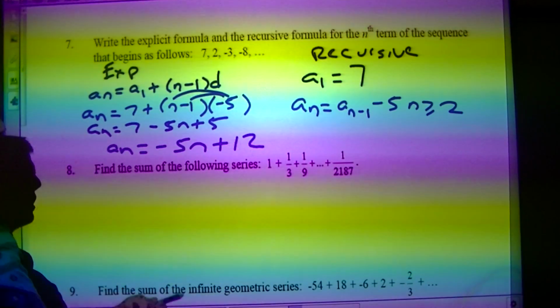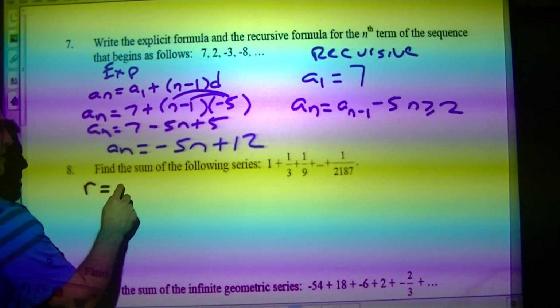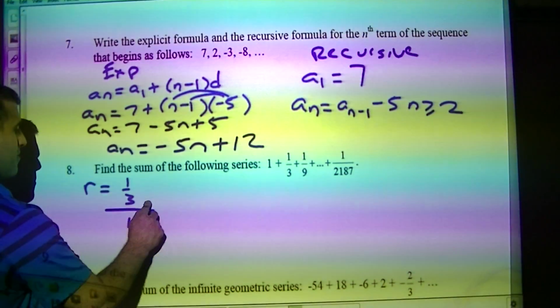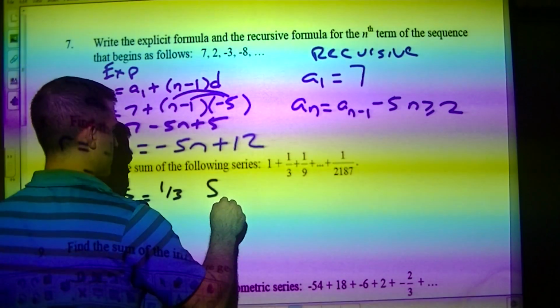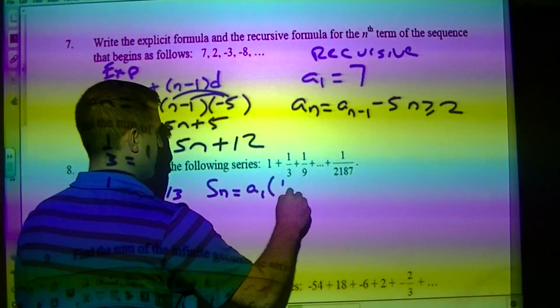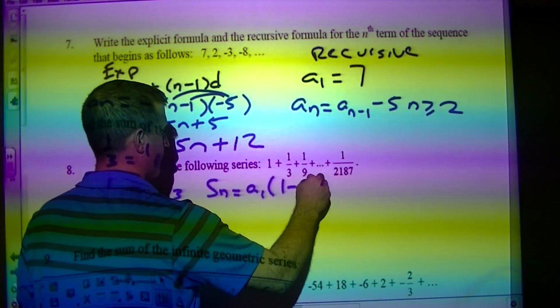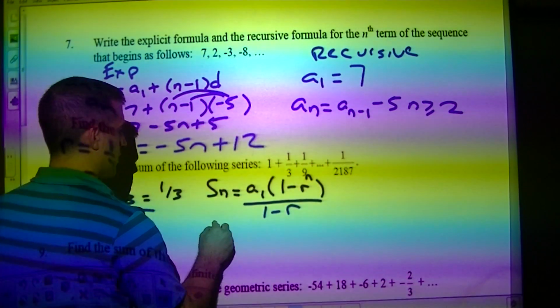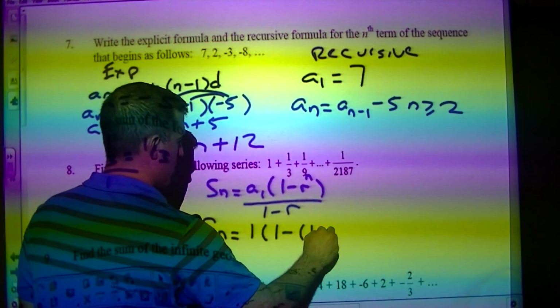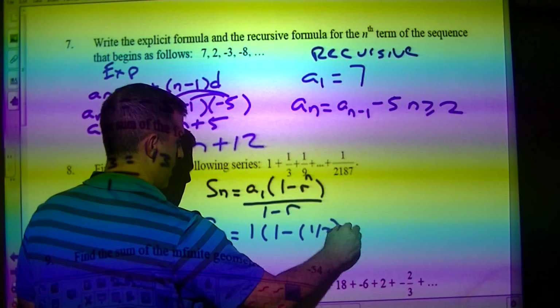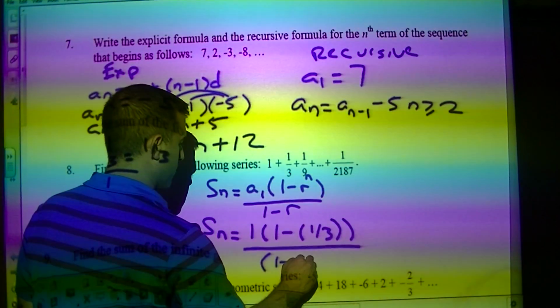Find the sum of the following series. Well, that's going to be a geometric series. So what I want to find is the ratio, which is 1/3 divided by 1, which would just be 1/3. Now, that formula would be this. So I'm going to put in 1 for A1, 1 minus 1/3, and then I got to put in 1 minus 1/3 down here.